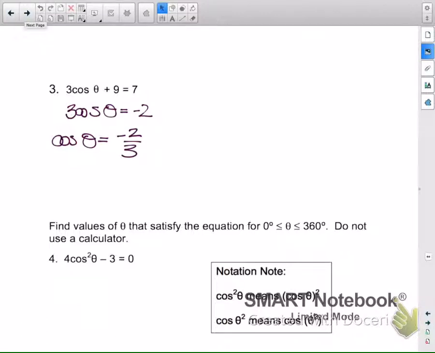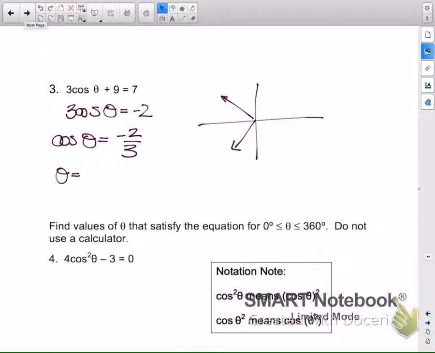Here is where we stop and draw ourselves a picture. Cosine is what kind of value? Negative. So what quadrants are we in for cosine being a negative value? Second and third. So that's where I stop and draw my picture before I type it in my calculator. Now, what am I going to type in my calculator? Okay, inverse cosine of negative 2/3.